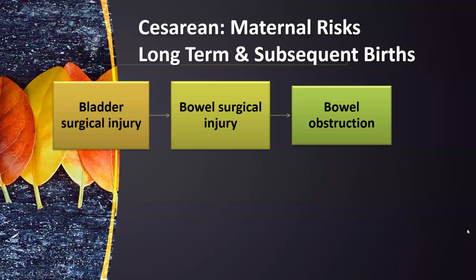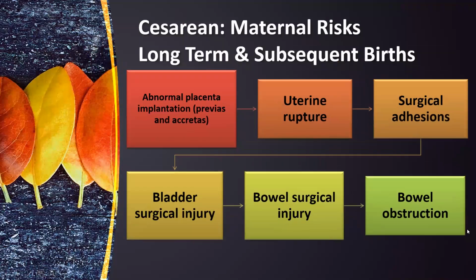Long term, what we're seeing is with each subsequent pregnancy, she's now at higher risk for all of these things. Abnormal placenta implantation. This is where we see increased previas or accretas, where it grows into the uterine tissue. They have an increased risk for uterine rupture. There are surgical adhesions that happen. There's surgical injury that happens to the bladder or bowel. And then there's an increased risk of bowel obstruction. So cesarean sections are not benign.